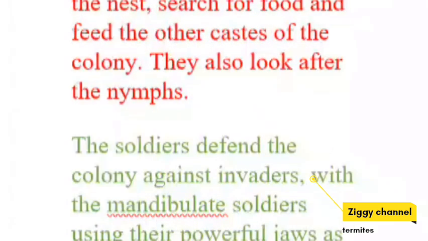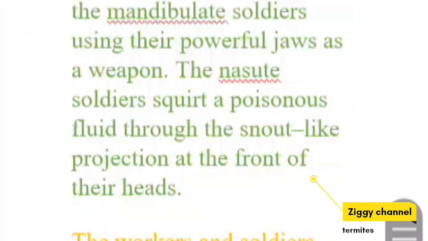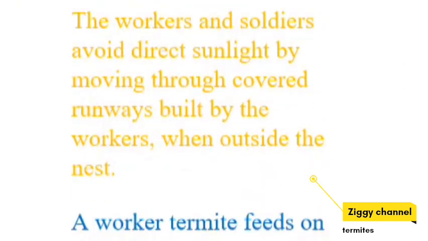The soldiers defend the colony against invaders, with the mandibulate soldiers using their powerful jaws as a weapon. The nasute soldiers squirt a poisonous fluid through the snout-like projection at the front of their heads. The workers and soldiers avoid direct sunlight by moving through covered runways built by the workers when outside the nest.